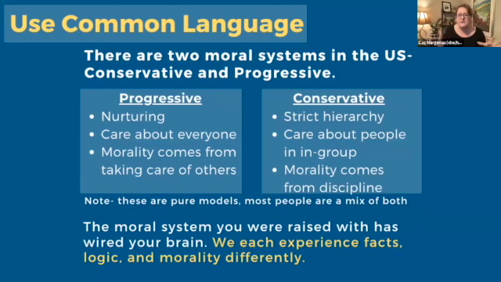But because we have these two moral systems, it's like each one of us, our brains are kind of wired differently. So when you're raised under one model or the other, it actually wires your brain to form your logic, to form your sense of morality, and it even affects the way that you interpret facts. So therefore, we will experience facts and logic and morality differently. So you can't use those to relate to one another.